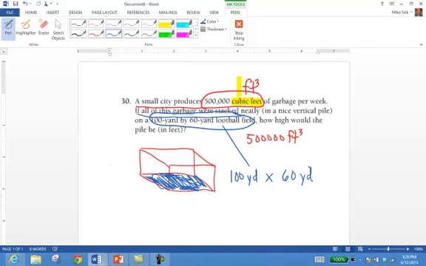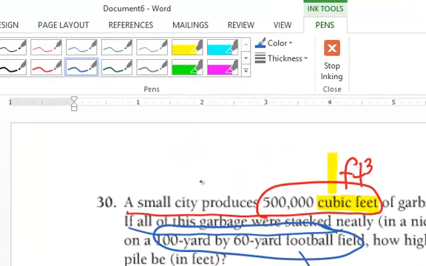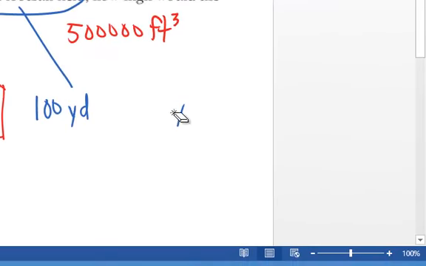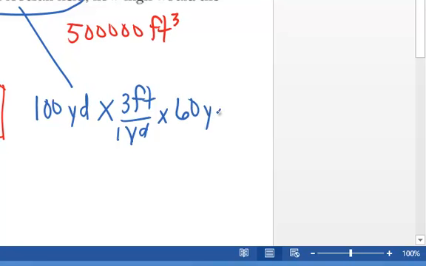It's easy to do that because remember that there are 3 feet in a yard. You can look this up if you've forgotten your conversions. There are 3 feet per yard. Here's that word per again. 3 feet in 1 yard. And for the 60 yards, there's 3 feet in that yard.